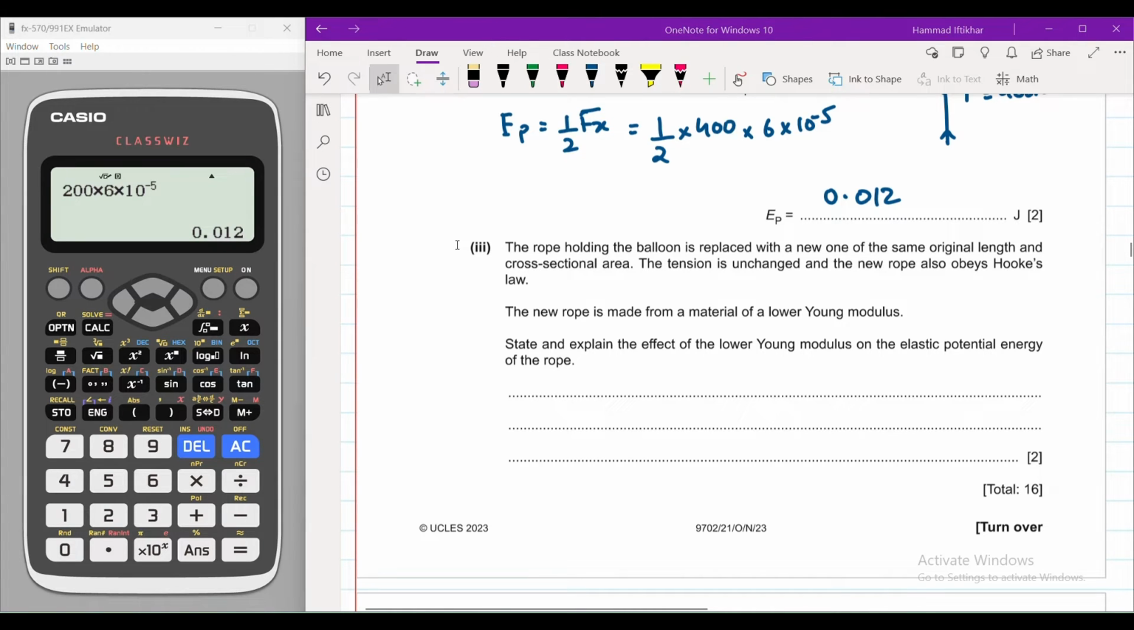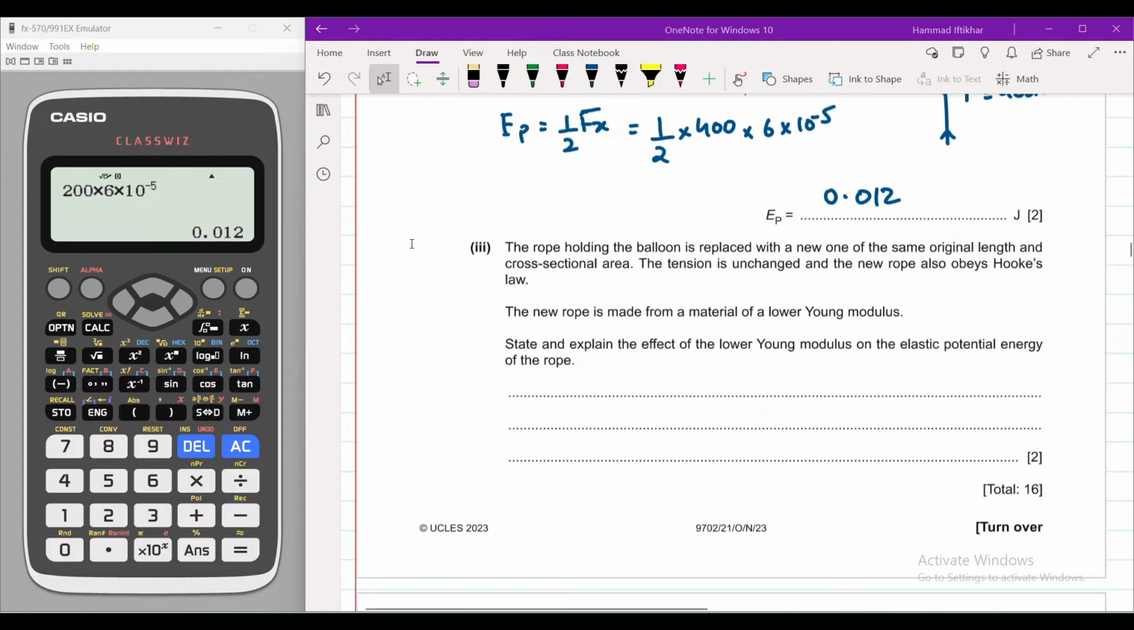The rope holding the balloon is replaced with a new one of the same original length and cross-sectional area. The tension is unchanged and the new rope also obeys Hooke's law. The new rope is made from a material of a lower Young's modulus. State and explain the effect of the lower Young's modulus on the elastic potential energy of the rope.